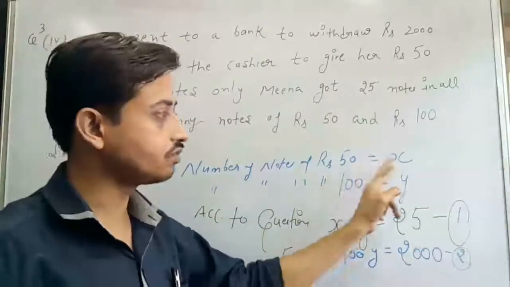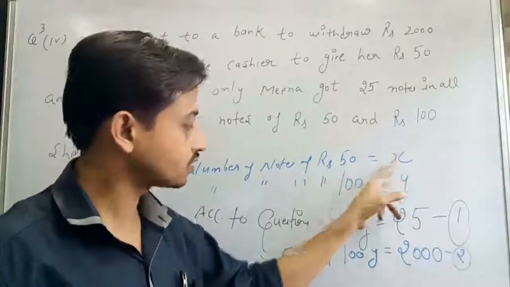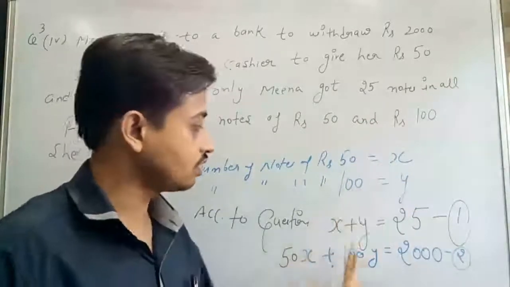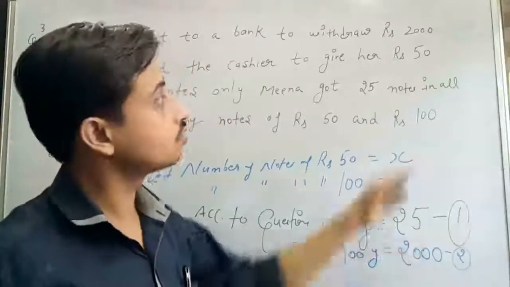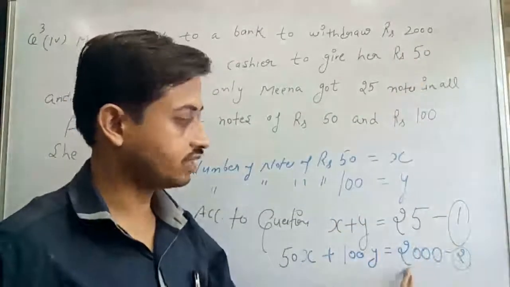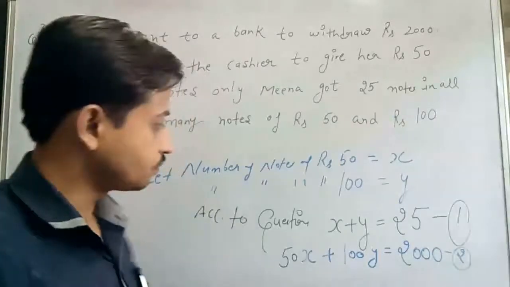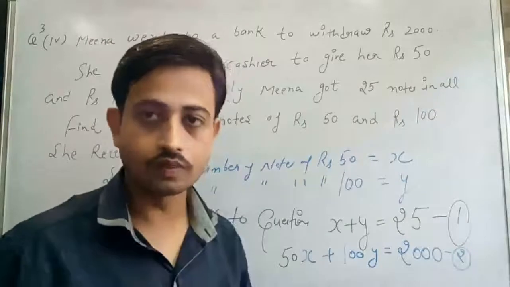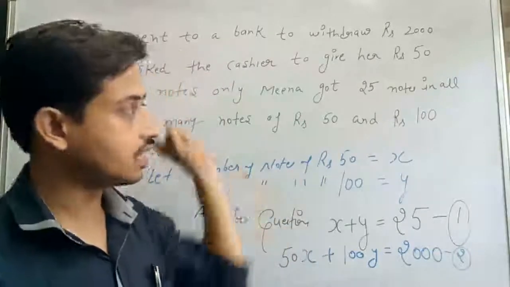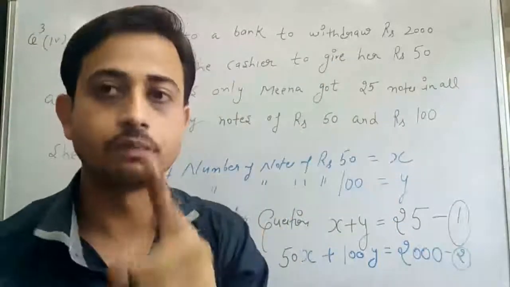Multiply the amount with the number of notes. 50 into X, 50X, 100 into Y, 100Y. If we add them, we get the total amount, and the total amount is what? 2000. So we get 2000. So this becomes our second equation. Now we have to solve. So please make a note first, then I will rub the whole portion. Please make a note.